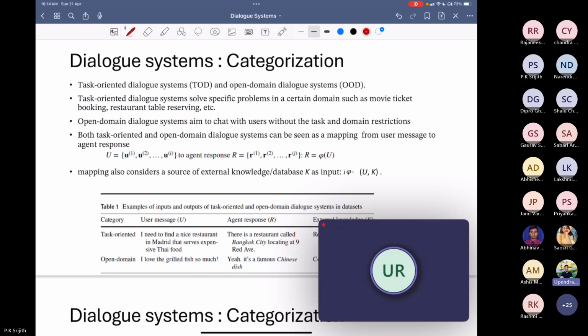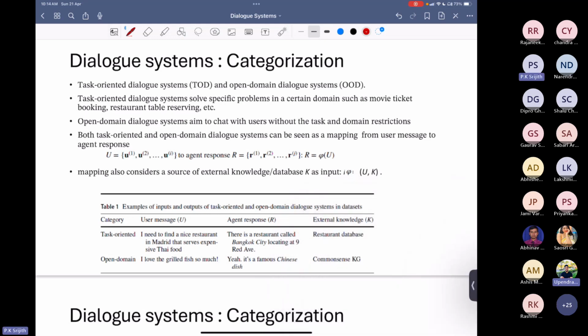Sir, can you please minimize this window? It is coming up. I can see it. Yeah, yeah. Thank you. No, it's fine.